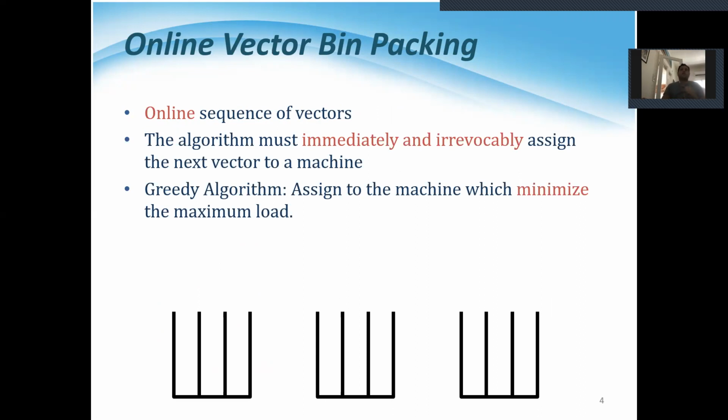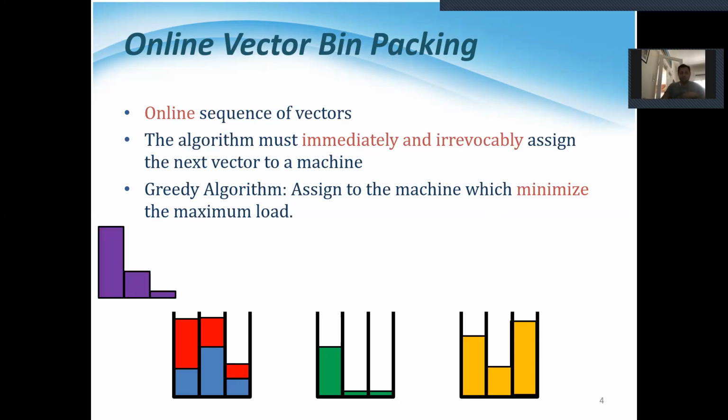One famous example is the greedy algorithm, which simply assigns the vector to the machine which minimizes the maximum load. Let's see an example. So the first vector arrives, and it gets assigned. The second vector, the third vector. The fourth vector: note that assigning it to the first bin will minimize the maximum load. And now the next vector arrives, and in this case, assigning it to the second bin will minimize the maximum load. So this is the greedy algorithm. Obviously, this won't yield the optimal assignment.